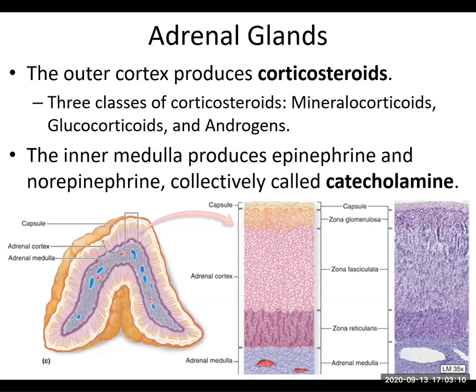In the inner portion, we have the adrenal medulla, and this one produces the epinephrine, and that is correctly called the catecholamine. That includes the epinephrine and norepinephrine. So that's the three layers.